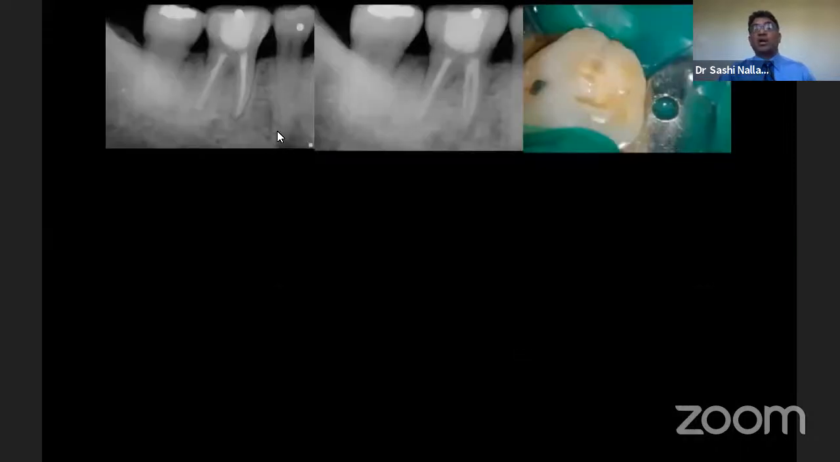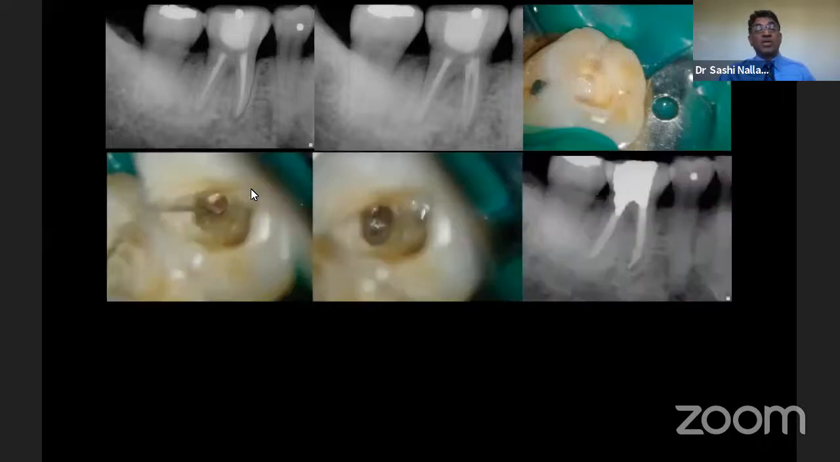Here is another example. Here is a mandibular first molar that had a treatment already, but patient is having symptoms. So when I looked at the tooth, I see a crack on the distal. So I'm thinking, is that the reason why this tooth is sensitive? But then I also located a second distal canal in this tooth. So there are 2 distal canals. So maybe that was the reason why it was sensitive.